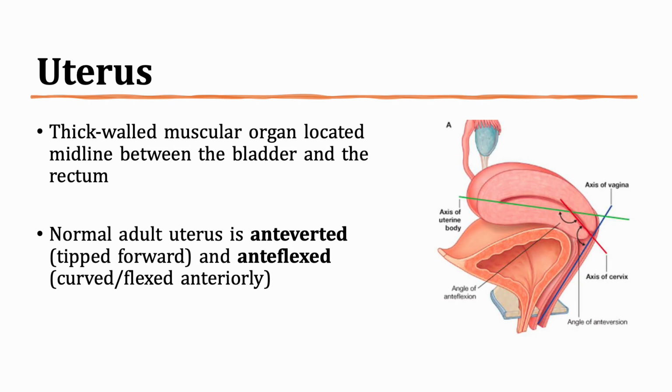So first things first, we're going to talk about the uterus. Here's the uterus. This is a thick-walled muscular organ, and it's located in the midline between the bladder and the rectum. You can't see the rectum here. Usually with a normal adult uterus, it's anteverted, which means that it's tipped forward, and it's anteflexed, which means that it's curved and flexed anteriorly.